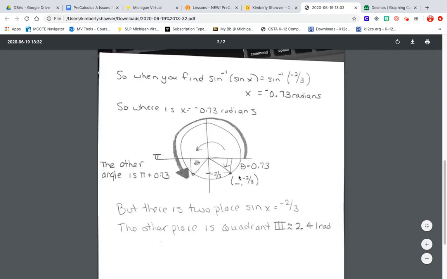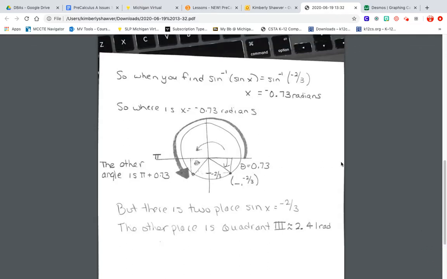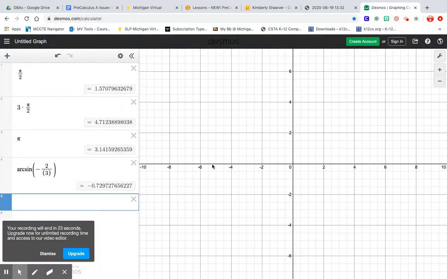That's where it happens. But you know that sine is also negative in the 3rd quadrant, correct? So how do I find the other quadrant? Well, here is the key, in my opinion: notice that these two are similar triangles. In other words, I can take this triangle and flip it over the y-axis, and here is this triangle. So if this is 0.73, then guess what? So is this. So when you want to find the other angle, you have to take pi plus 0.73. And that's how you would get your answer for this one.